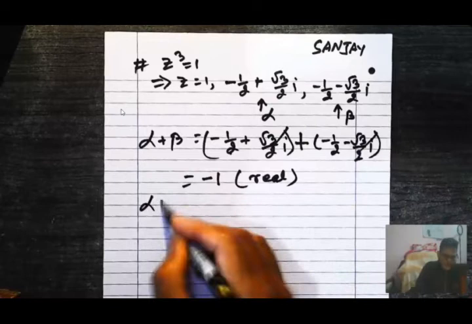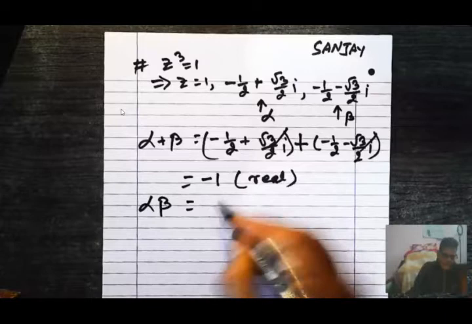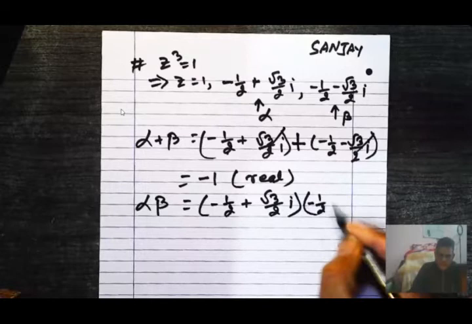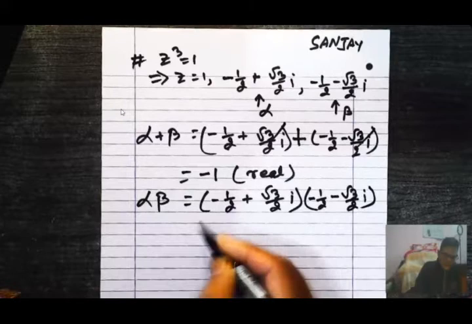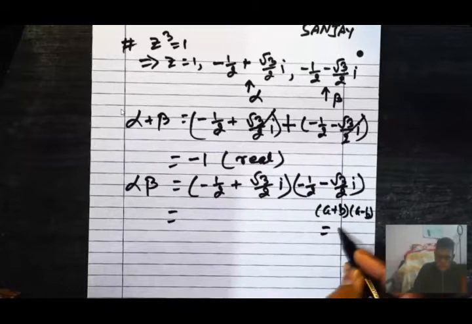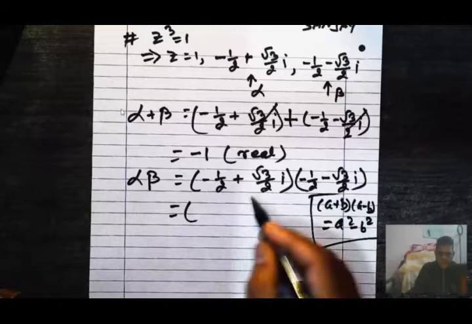Alpha times beta, that means we are multiplying the complex cube roots of 1, which is minus half plus under root 3 by 2 i, and the other root is minus half minus under root 3 by 2 i. Okay, so you can see that these are in the form a plus b times a minus b, and you know that a plus b times a minus b is a square minus b square. So similar work we can do over here: in place of a there is minus half, and in place of b there is root 3 by 2 i. So it is minus 1 by 2 square.